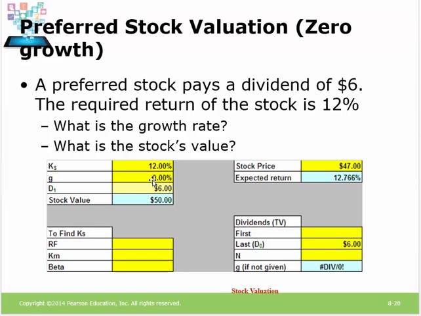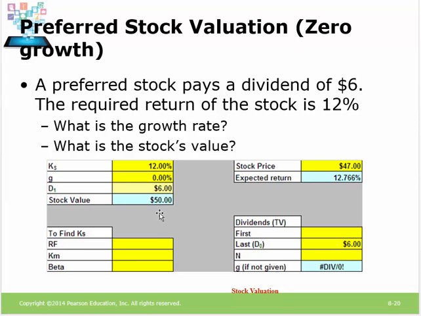On the left-hand side of the spreadsheet, you'll see the 3 variables. We need to know K sub S, we need to know the growth rate of dividends, and we need to know D1. In this case, we're not really going to estimate the growth rate. It's a preferred stock, so the growth rate is 0. That means next year's dividend will be the same as this year's dividend, which is $6. We're told the required return is 12%.